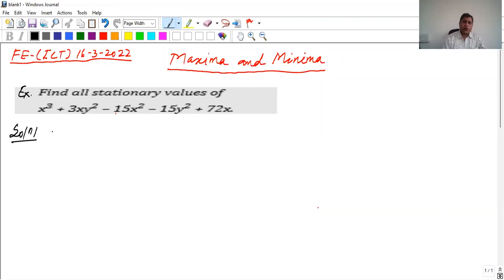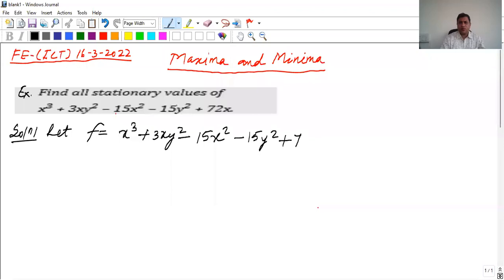Let f be equal to x cube plus 3xy square minus 15x square minus 15y square plus 72x. So this is the function of x and y.